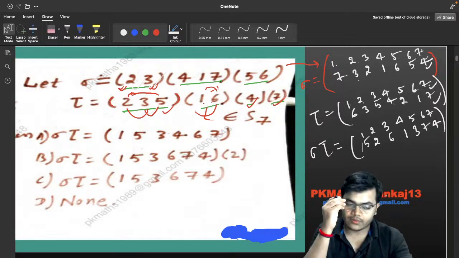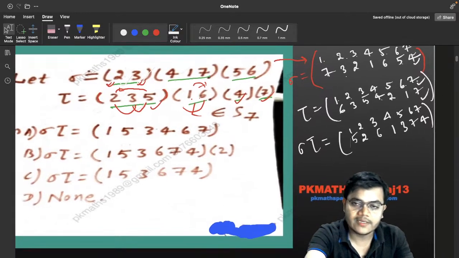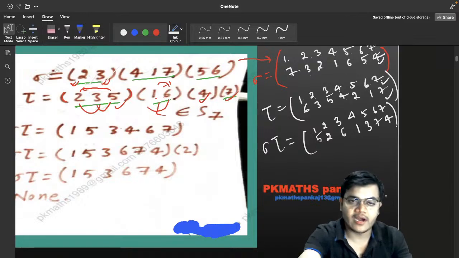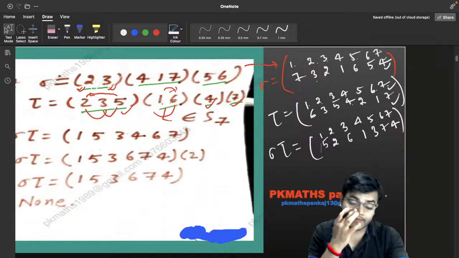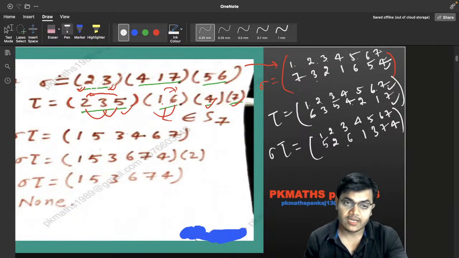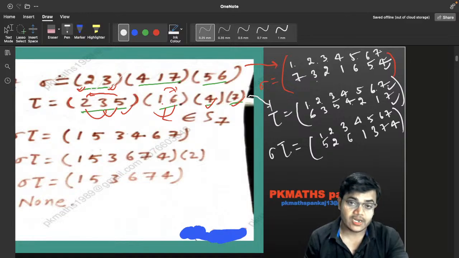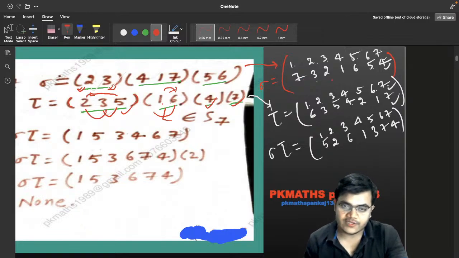So this is how this product has been written, the product of sigma and tau. First of all, we have written sigma in terms of 2-row representation of a permutation. Thereafter, we have written this tau in terms of 2-row representation, and thereafter the product is here in front of you. You can easily see that this 7 was going to 7 and this 7 was going to 4. So finally this 7 will go to 4. So 7, 4 has been written. So in this way we have multiplied these two.